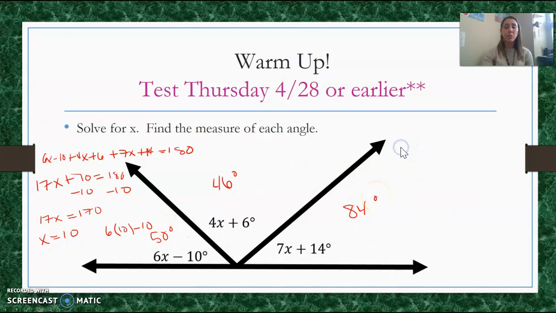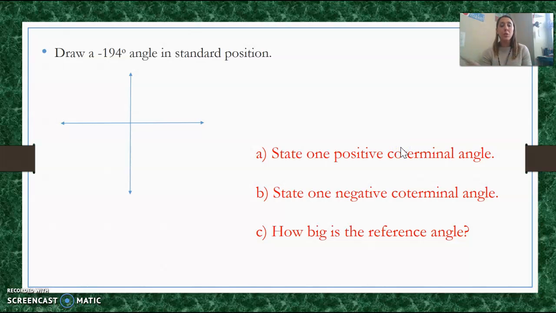Okay, so then the next thing we did is we drew a negative 194 degree angle. So we always start where it's 0, and we go 0, negative 90, negative 180, and about right there. That would be the end of my angle. Then I have to draw my ray. Okay, so that's the negative 194.